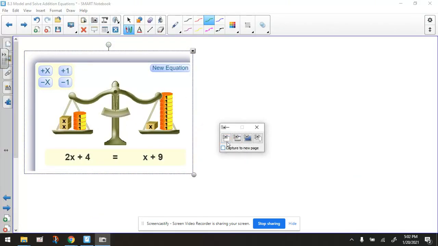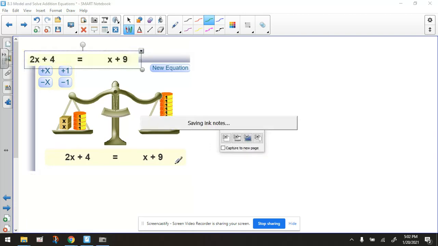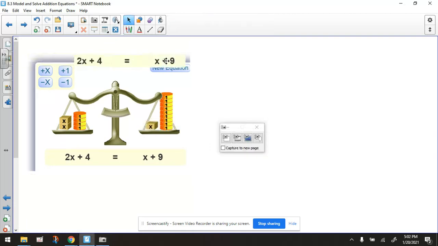So let's take a screenshot of the equation again. And we'll put this over here.